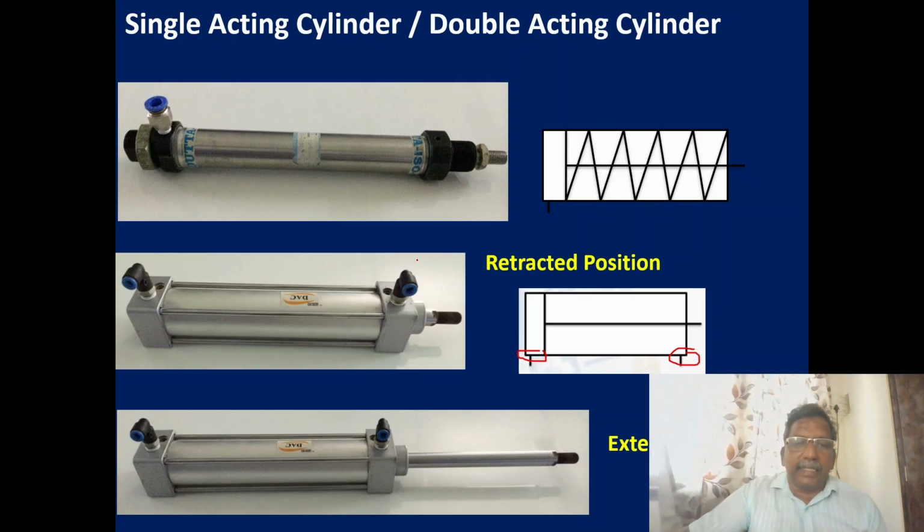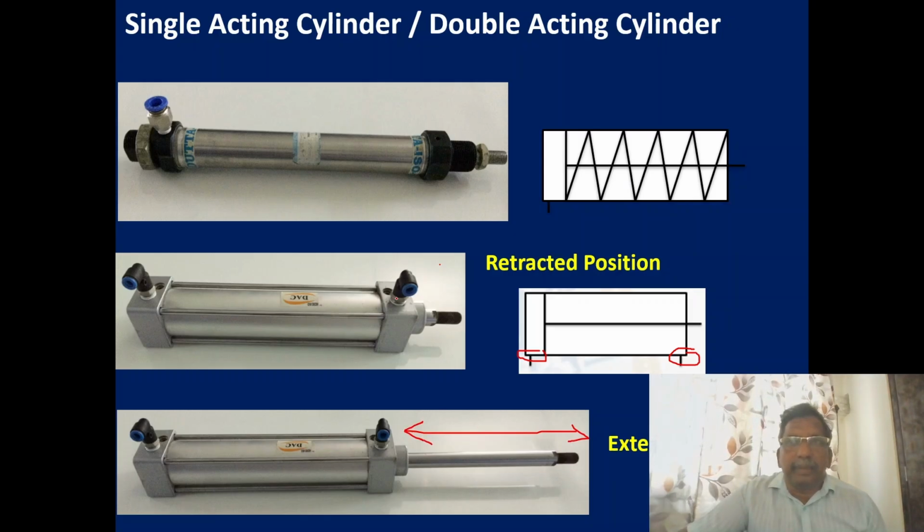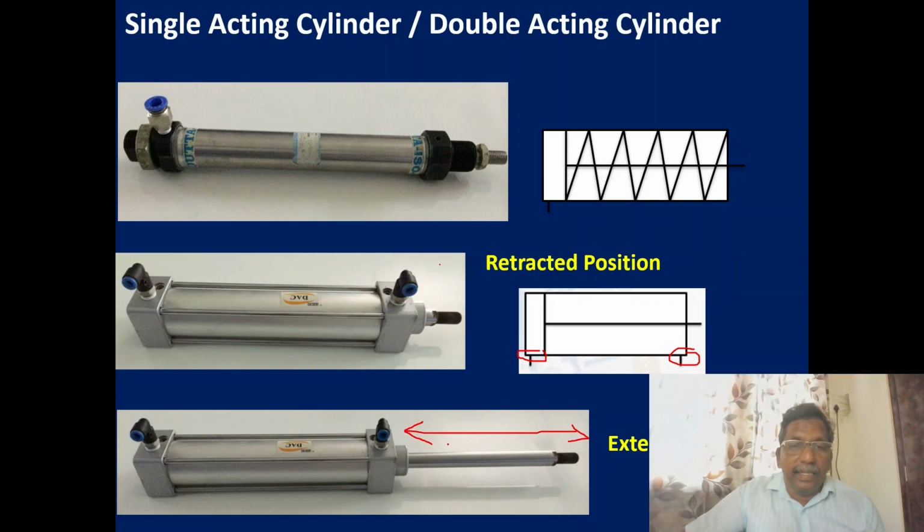So it is in retracted position. This one is extension, so that is the length of the stroke. So these are different types of hydraulic cylinder, especially linear actuating cylinders: linear single acting cylinder, linear double acting cylinder with retracted position, and linear hydraulic cylinder with extended position. So these are the different types of cylinder.